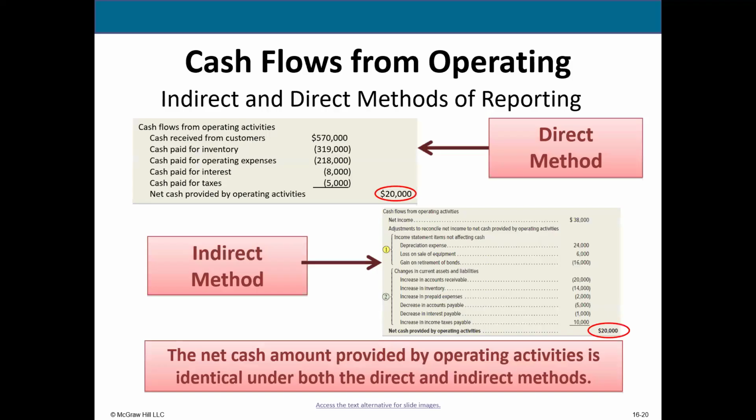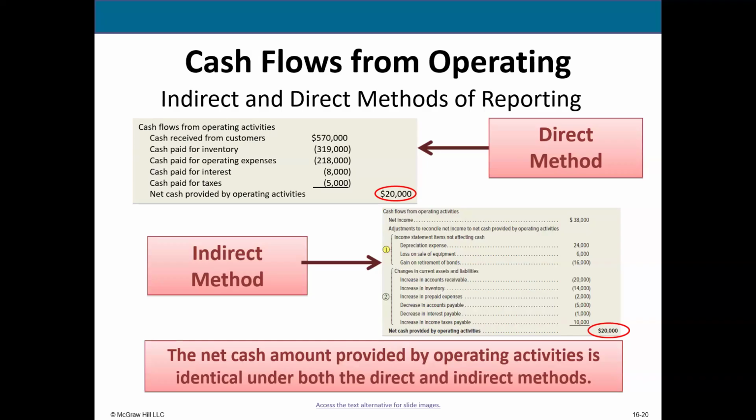The direct method is the easiest method of computing your net cash from operating activities. And it's simple. We just take the cash we receive from our customers minus the cash that we've paid for our operating activities, including interest and taxes. That gives you your net cash flow for operating activities. Very, very easy. But sometimes we don't always have all that data available, so we might need to compute what we call the indirect method.